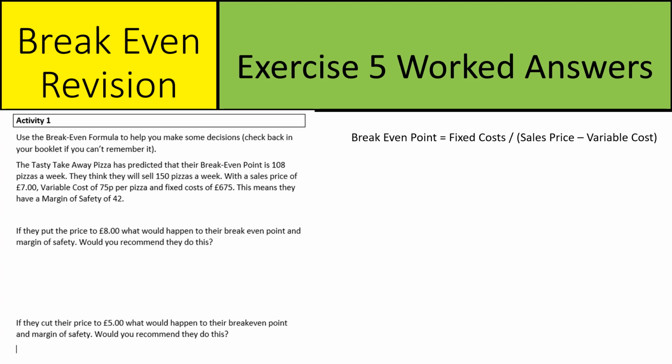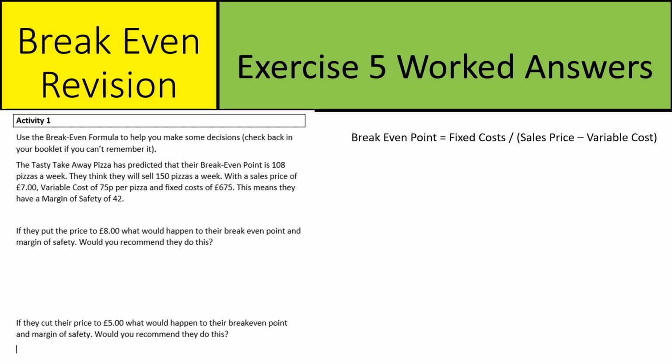So here we go. They've already predicted their break-even point is 108 pizzas a week, and they think they're going to sell 150. They've got a sales price of £7, a variable cost of 75p per pizza, and fixed cost of £675. They've got a margin of safety of 42, 150 minus 108. That's their planning. It sort of looks all right so far.